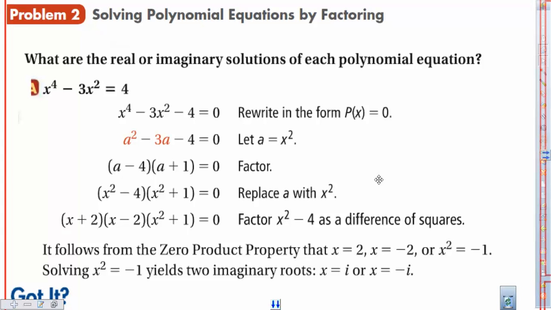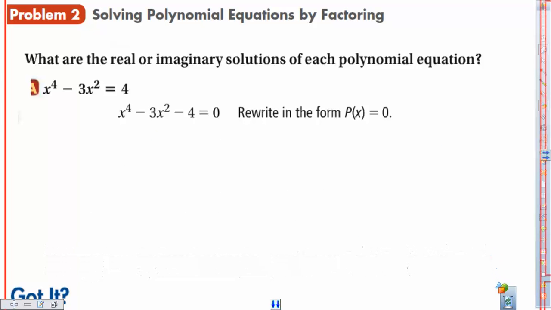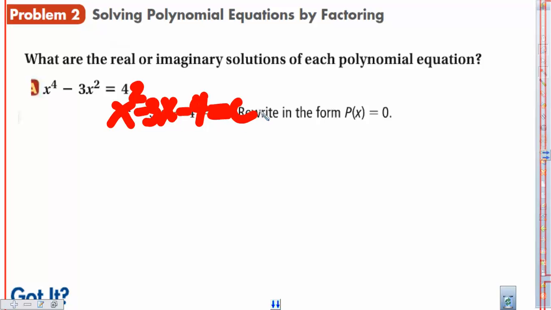This is one of my favorite types of factoring problems. When you look at this problem here, x to the fourth minus 3x squared equals 4. First step, make sure we set it equal to 0. Now let me just put a hypothetical here. Let me cover up the rest of this stuff here. Hypothetically, if this problem did not look like this, and it looked like this, x squared minus 3x minus 4 equals 0. Okay? Definitely exaggerated that.